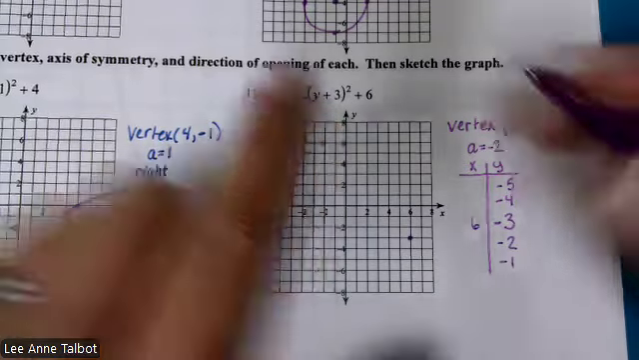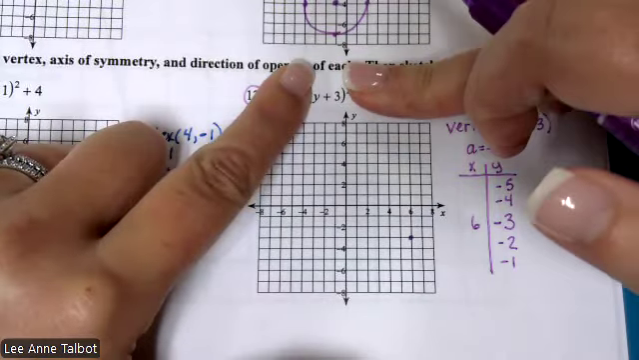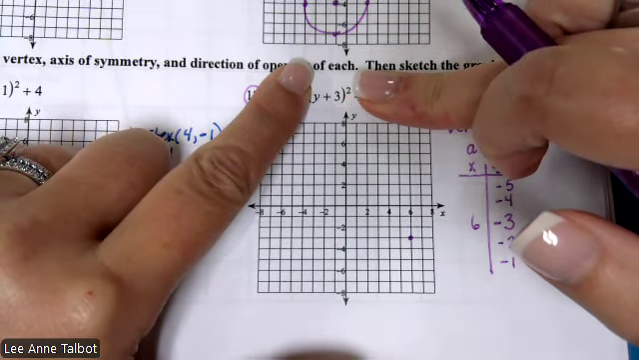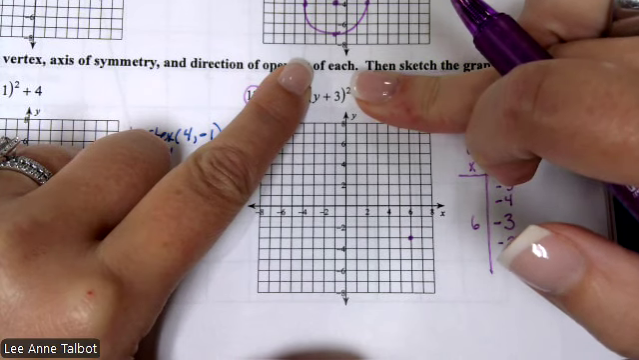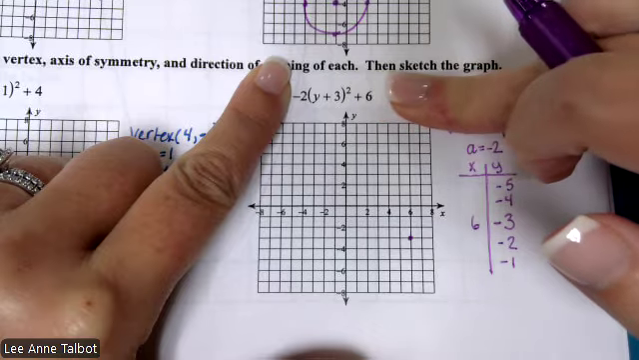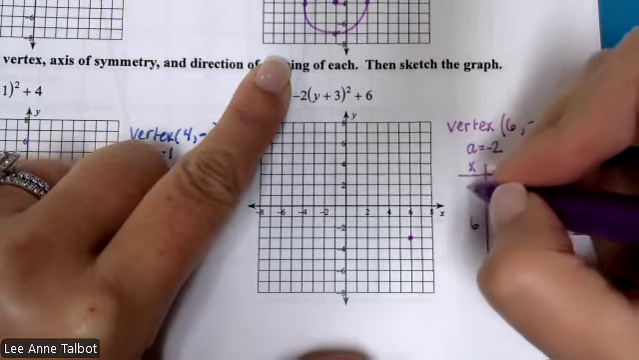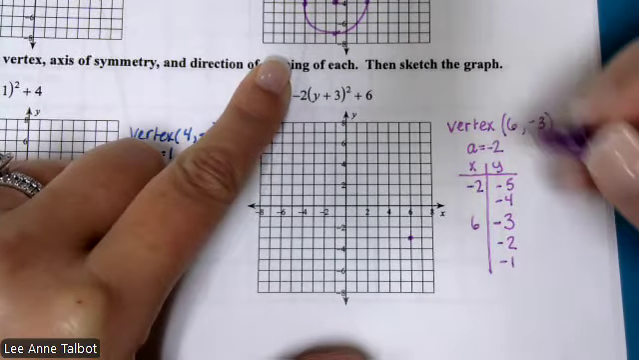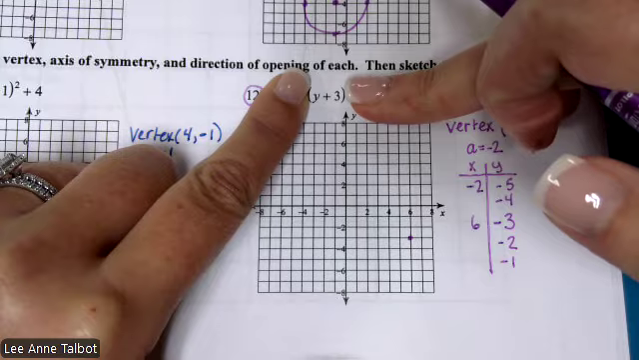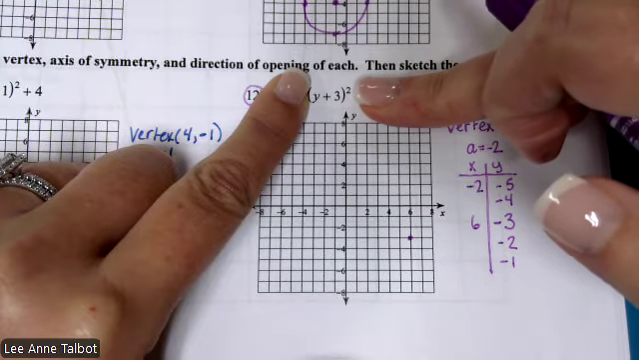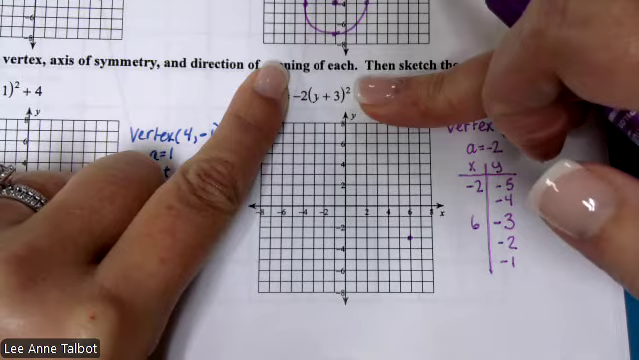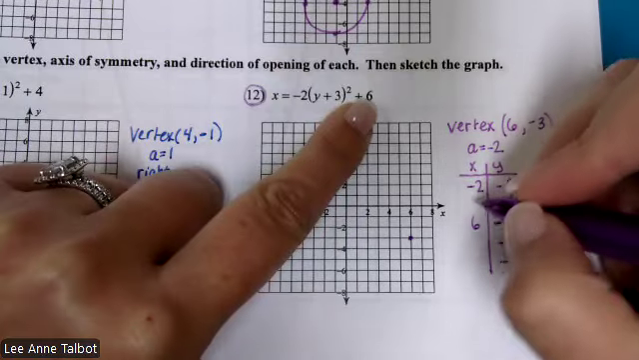Okay, so what's -5 plus 3? -2. What's -2 squared? 4. 4 times -2, -8 plus 6. Okay, -4 plus 3. -1 squared. 1. 1 times -2. -2 plus 6. 4.